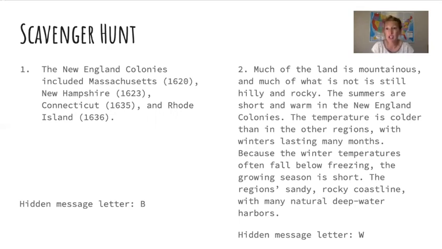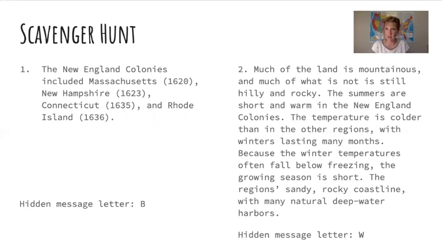Okay. Number 2, much of the land is mountainous and much of what is not is still hilly and rocky. The summers are short and warm in New England colonies. The temperature is colder than in the other regions, with winters lasting many months. Because the winter temperatures often fall below freezing, the growing season is short. The region's sandy, rocky coastline with many natural deep water harbors.